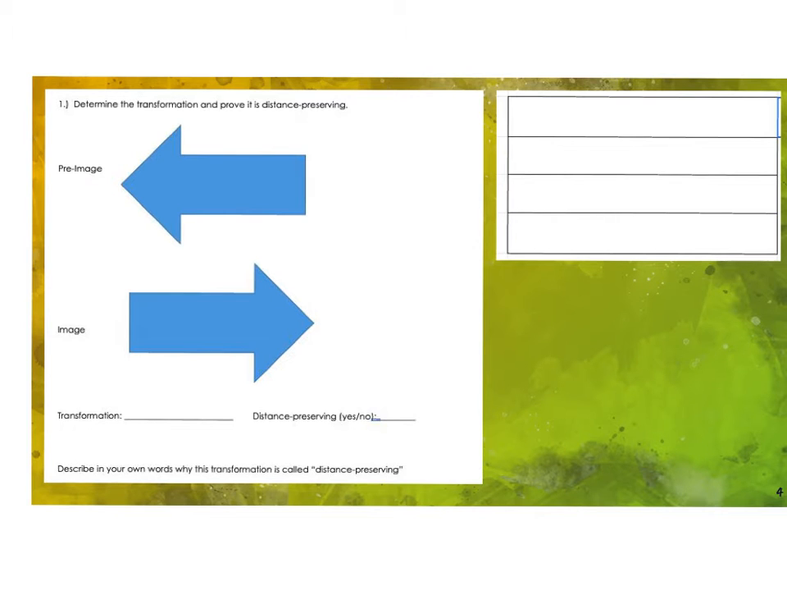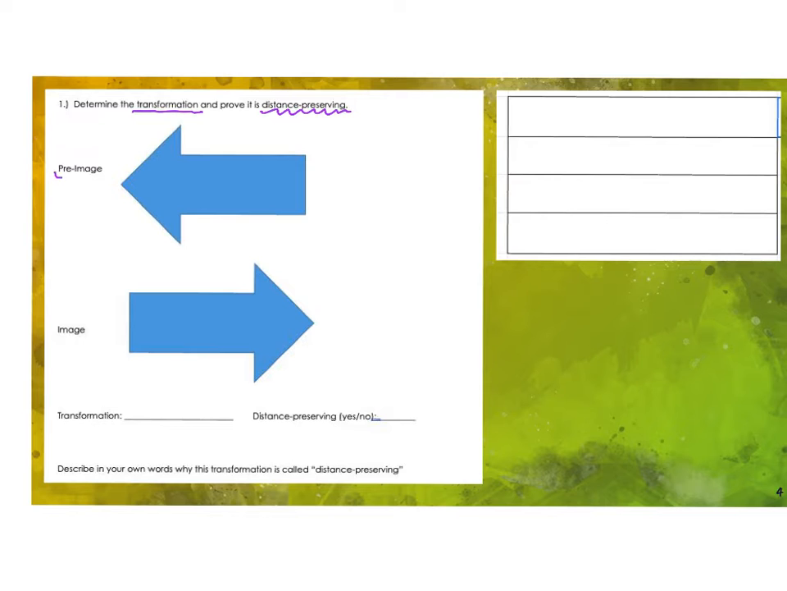All right, so let's go through this first example, talking about a couple of things. First, we need to determine the transformation, and then we're going to talk about the idea of what it means to be distance preserving. But before we get started, we need to make sure we understand some vocab.